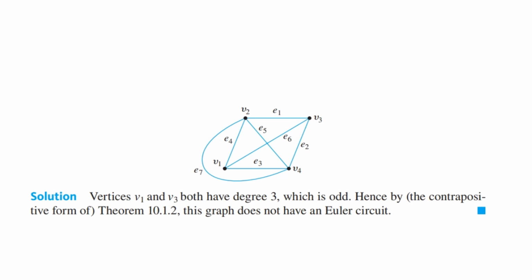Okay, the solution is not too bad. What we do is we realize that vertices V1 and V3 both have odd degree 3, and that is odd. Hence, the graph does not have an Euler circuit.